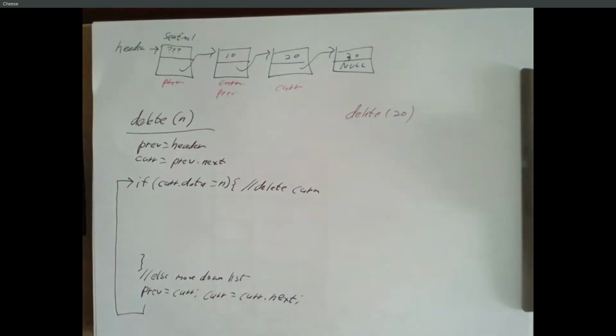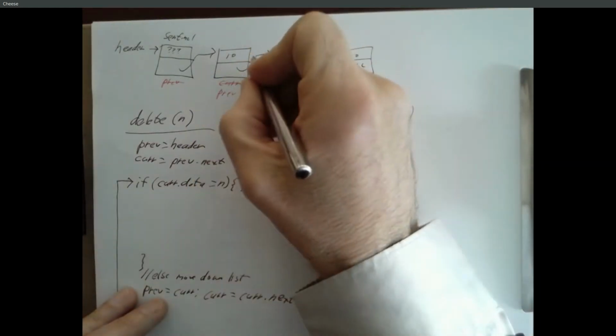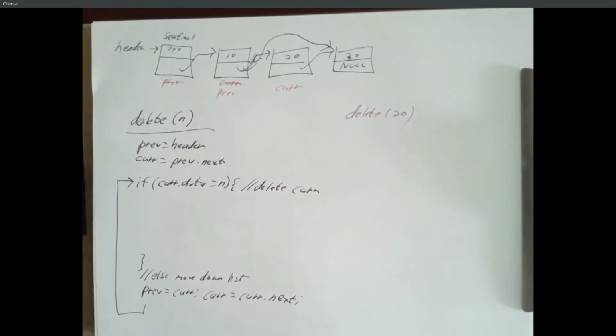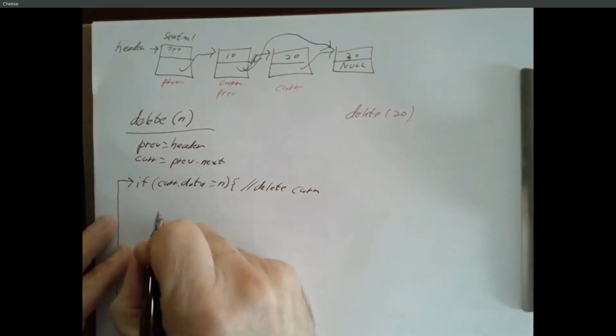So how do we delete this node from the list? What do we have to do to the picture to remove that 20? Just have the previous arrow go around it. So take this previous arrow and put it over there. Okay, how do we write that in code? Set previous.next equal to current.next. Cool.